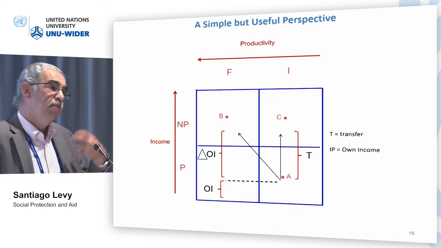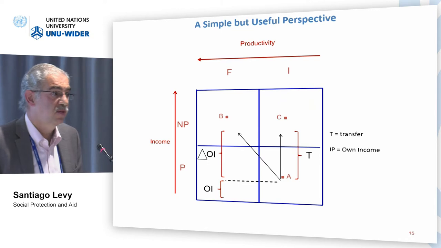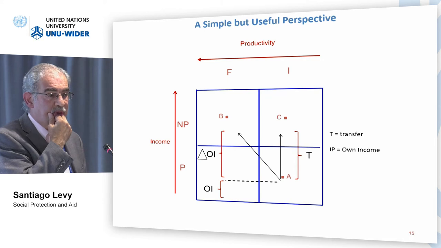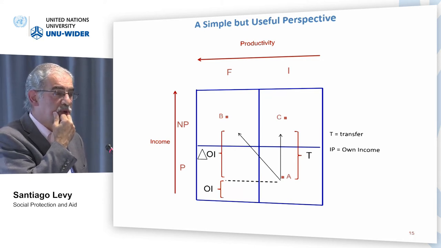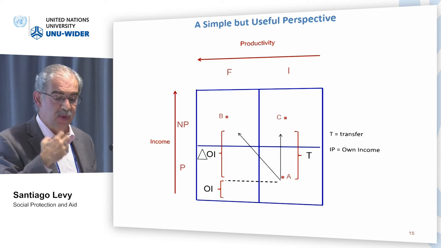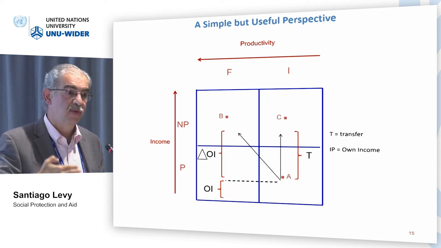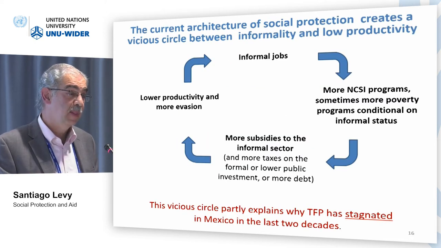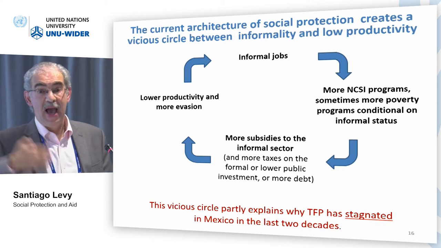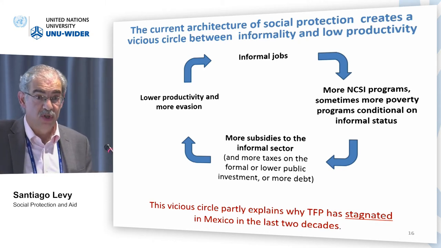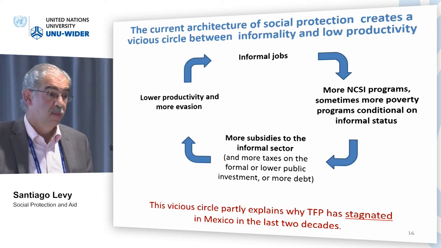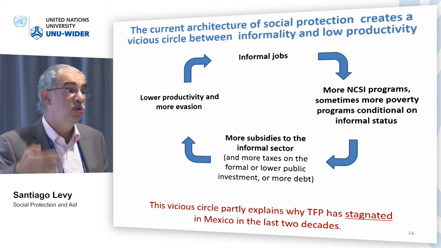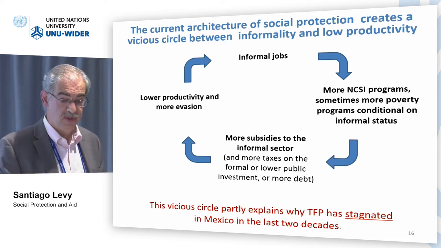So the basic punchline of this chat is to say that the current architecture of social insurance programs and the interface between social insurance programs and poverty programs is creating a vicious circle between informality and low productivity. You have a lot of people with informal jobs. The policy response to that is, I'm going to create a parallel system of social insurance through non-contributory programs, more health programs, more pension programs, more daycare programs. Sometimes I'm going to increase the size of the transfers of my poverty programs.